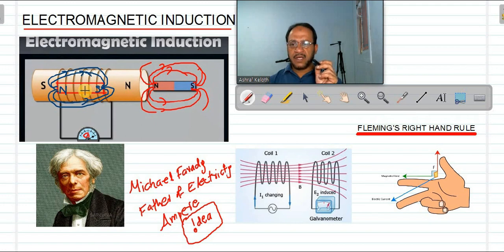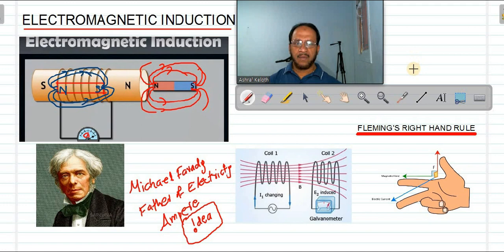According to Faraday's law of electromagnetic induction, whenever there is a change in magnetic field associated with a conductor, it will induce a current. This principle is called electromagnetic induction.